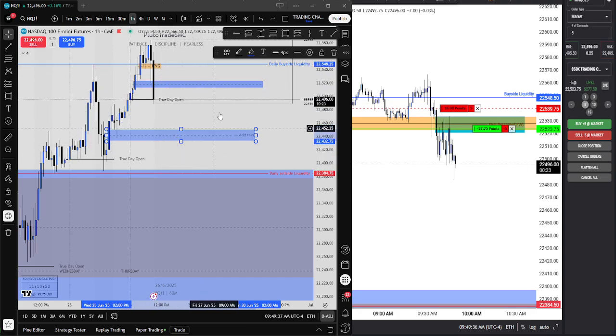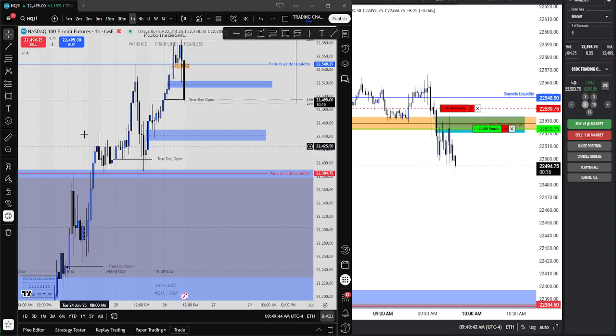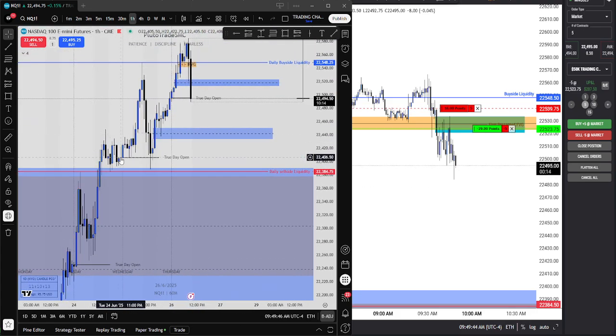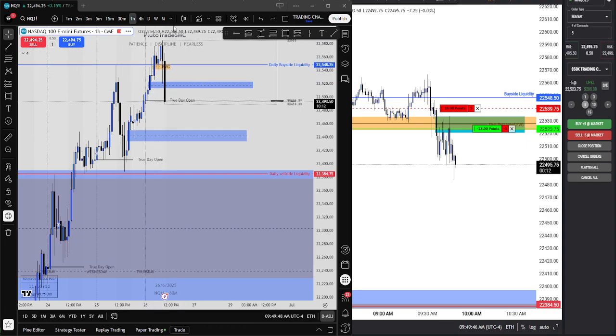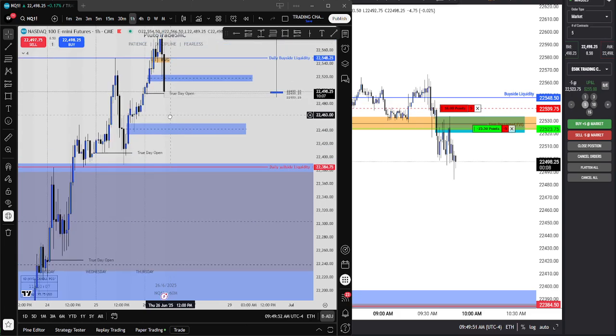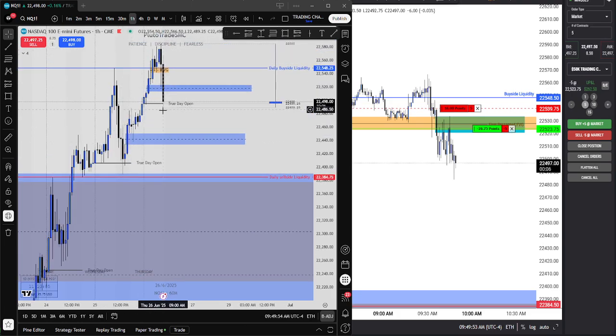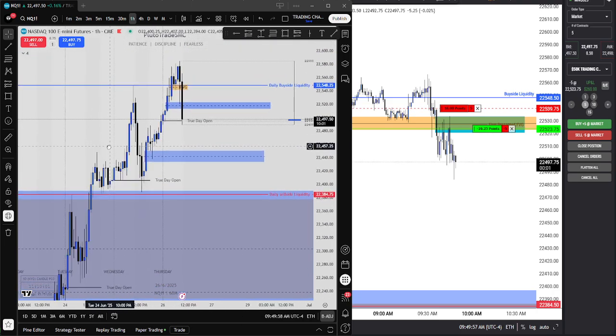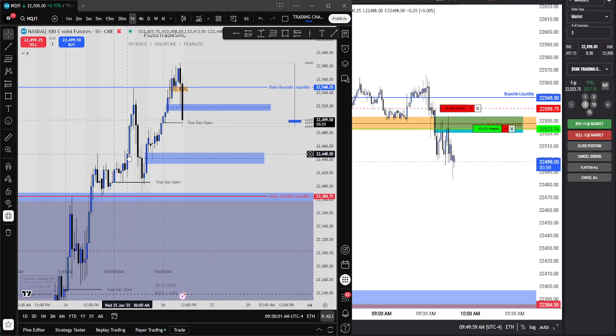Once it changes, I'm gonna change it to orange. But I'm expecting this to become inverted because we're really expensive. And we moved a lot overnight, so I don't expect anything higher than that. We just did pretty much a Judas swing, and then price should gravitate lower and lower. And we're about to enter the macro too.